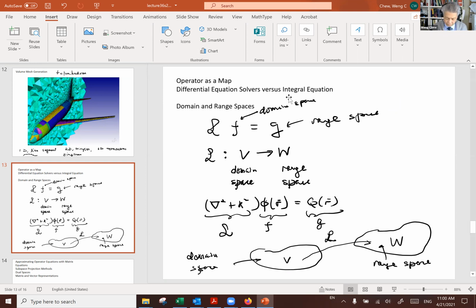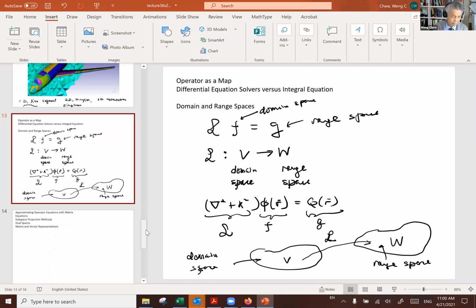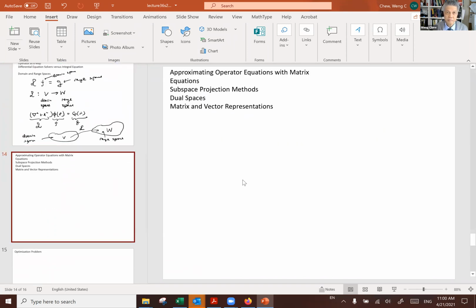So as long as we know how to approximate these functions in the domain and the range space, then we can convert this into a matrix equation. And how do we convert this into a matrix equation? Let's talk about that. Okay. So how do we approximate an operator equation like LF equal to G with a matrix equation? Well, this method is what I call the subspace projection method.